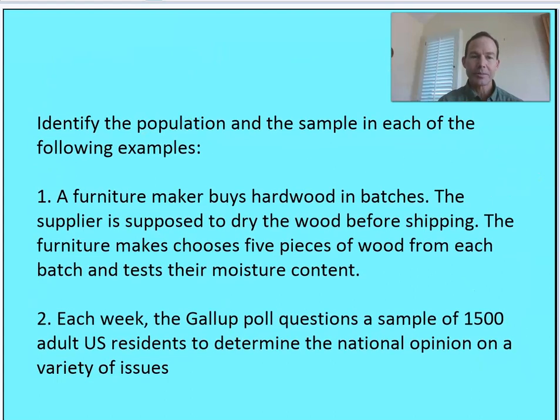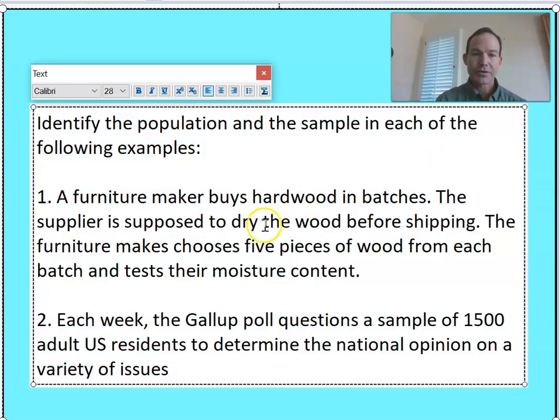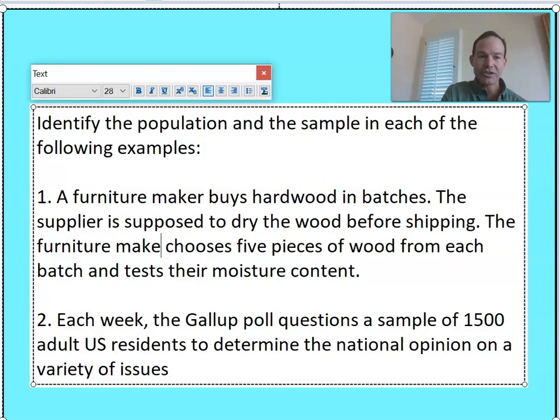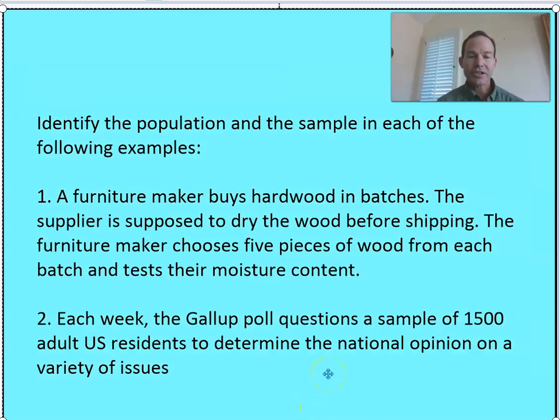All right, so here is some classwork we're going to do together. We're going to identify the population and the sample in each of the following examples. A furniture maker buys hardwood in batches. The supplier is supposed to dry the wood before shipping. The furniture maker chooses 5 pieces of wood from each batch and then tests their moisture content. Second, each week the Gallup poll questions a sample of 1,500 adult U.S. residents to determine the national opinion on a variety of issues.